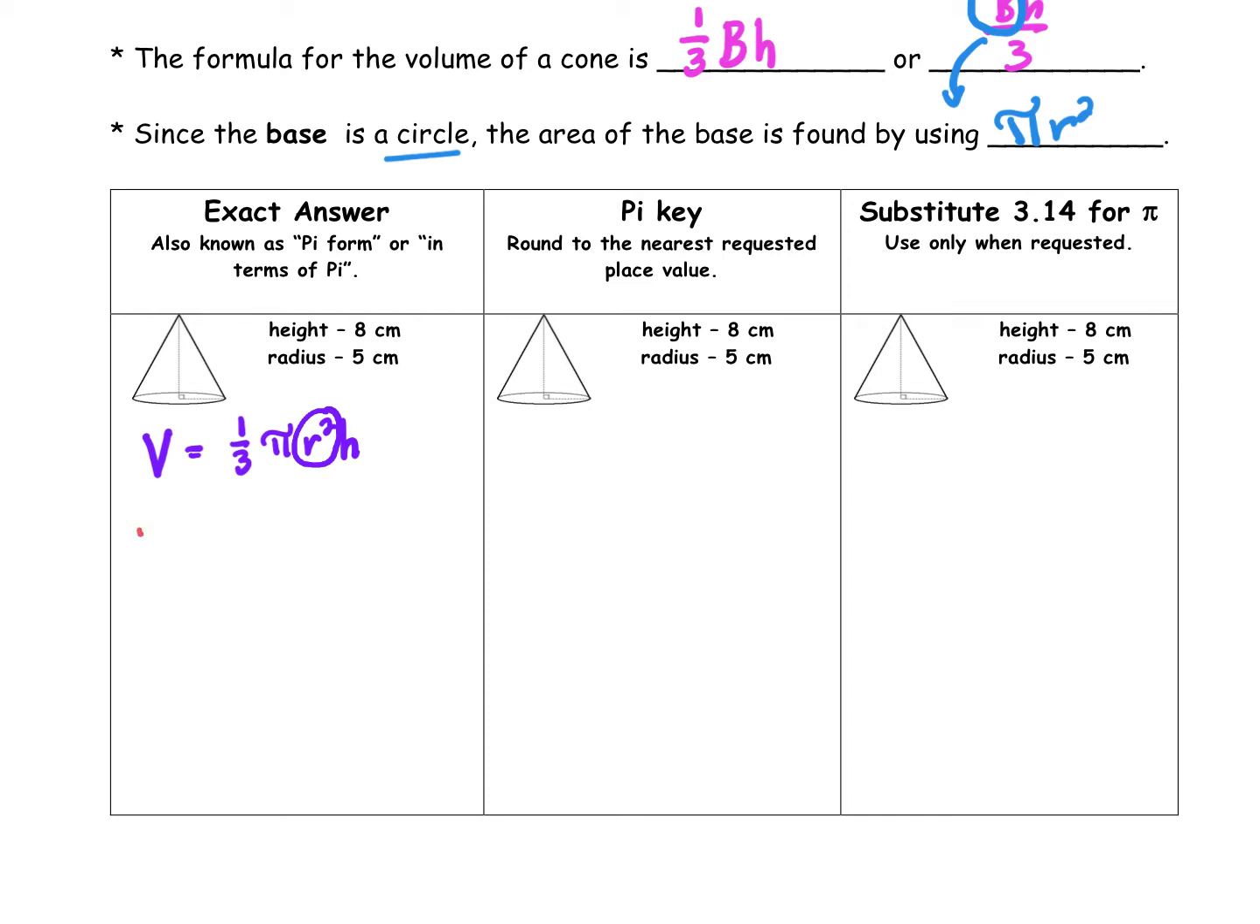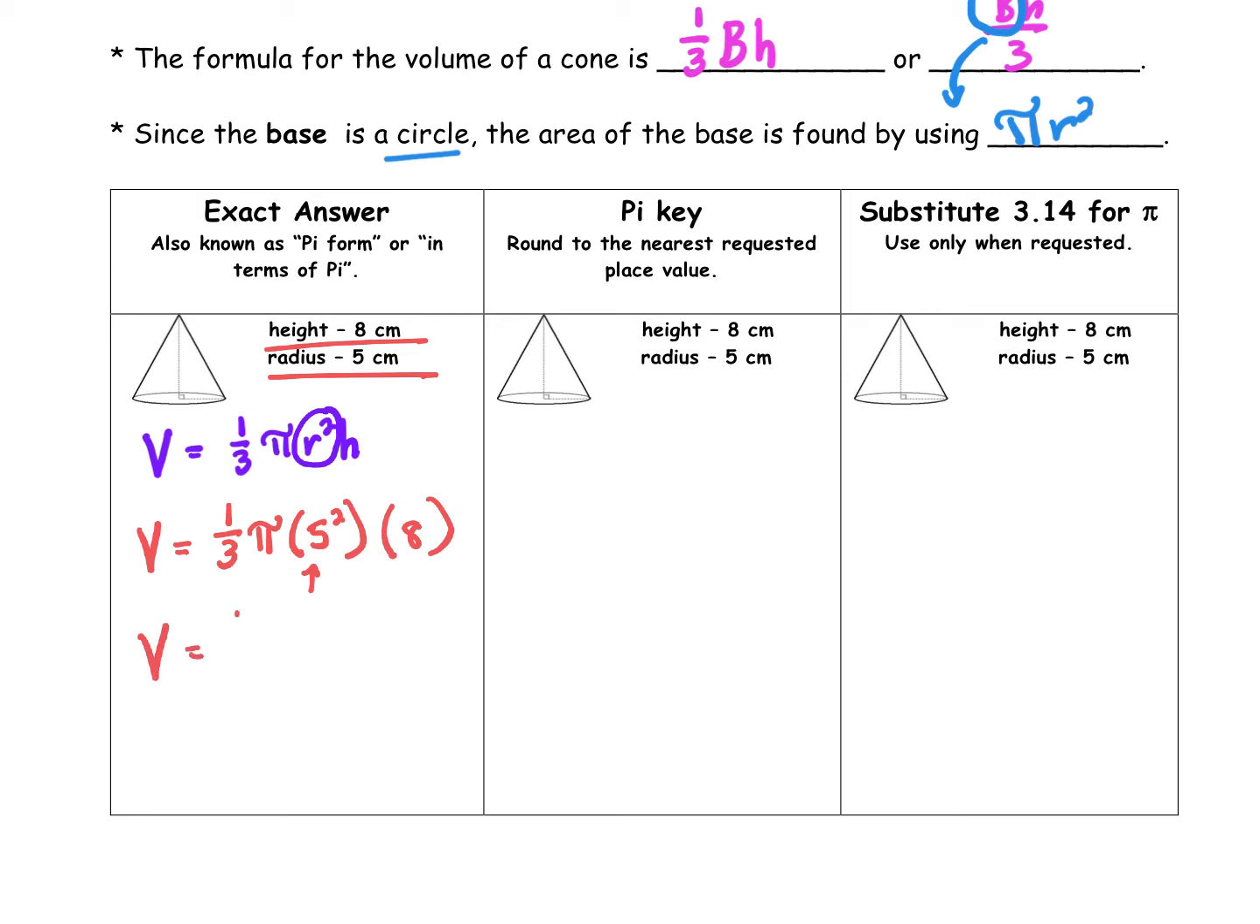So let's go ahead and substitute in our formula. We have 1/3. We have pi, the symbol's going to stay in the math. We have r squared. They've given us the radius as 5. So I'm going to take 5 and square it. And then we have the height as 8. So let's go ahead and square this first. So we're going to take 5 squared.